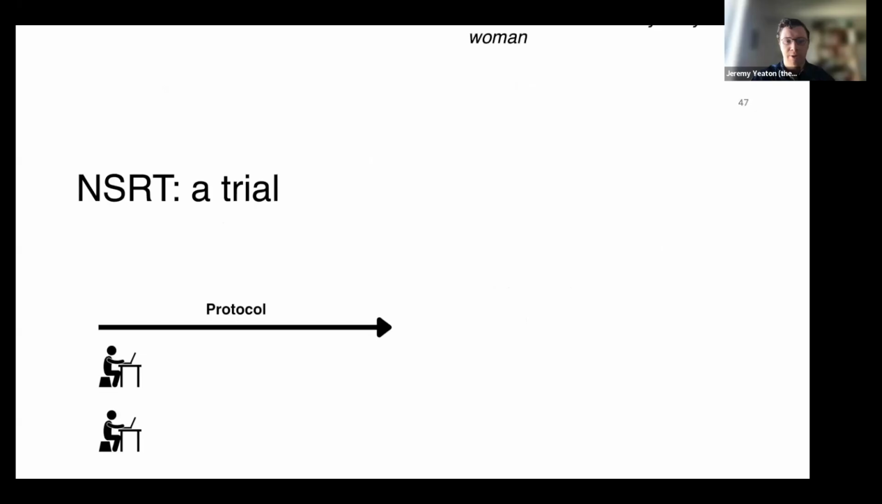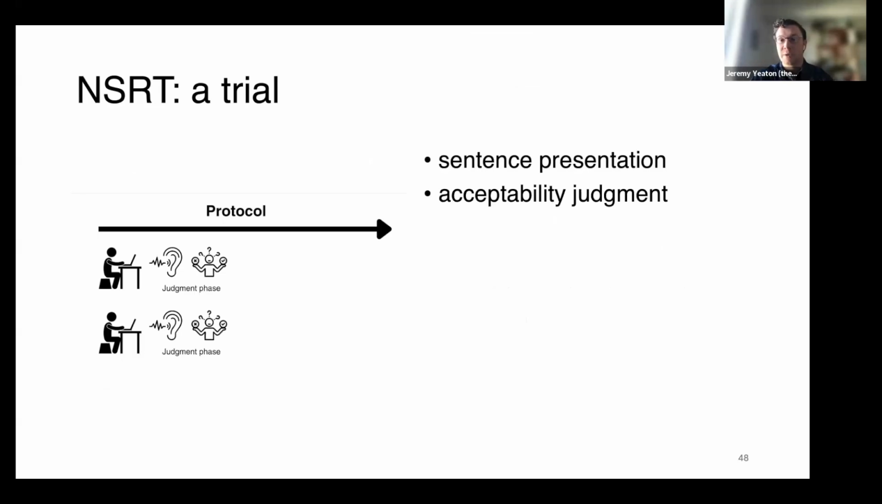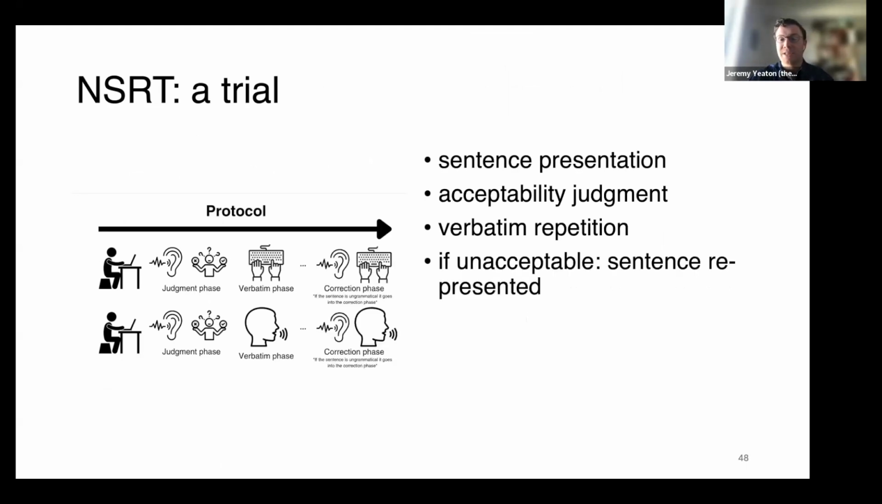So then what does a trial look like? Participants are presented with the sentence. They render an acceptability judgment. Is this grammatical or ungrammatical? They're then asked to do a verbatim repetition of the item. And so whether or not it contains an error, produce it back as it was presented to you. And then if they deem the sentence to be unacceptable, the sentence is presented again, and then they're asked to provide a corrected repetition. What is the minimal change you can make to make this version of the sentence into a grammatical one?